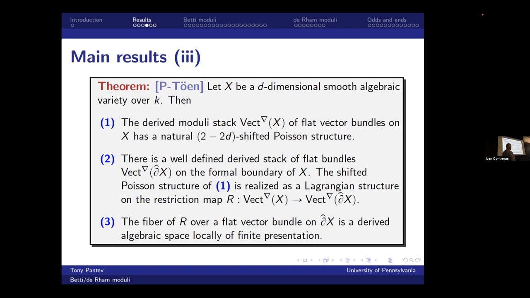One part that we couldn't quite prove, and it's really a technical obstacle in this setting, is the following. The fibers of this map will typically be the analog of the symplectic leaves. So you would want to say, fix some flat bundle at the boundary and look at the fiber. You would want to say that it's a derived algebraic space, locally of finite presentation. We can't quite say that. I actually said it, but it should say quasi. So it's a derived quasi-algebraic space, locally of finite presentation.